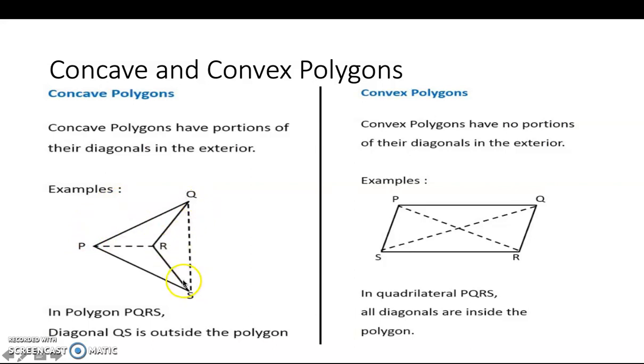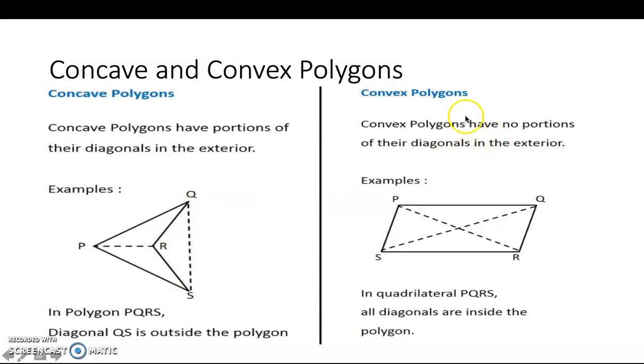PQRS. So it's a quadrilateral. The diagonal PR is inside the polygon, but the diagonal QS, as we can notice here, is in the exterior of the polygon. So that makes the quadrilateral PQRS a concave polygon.